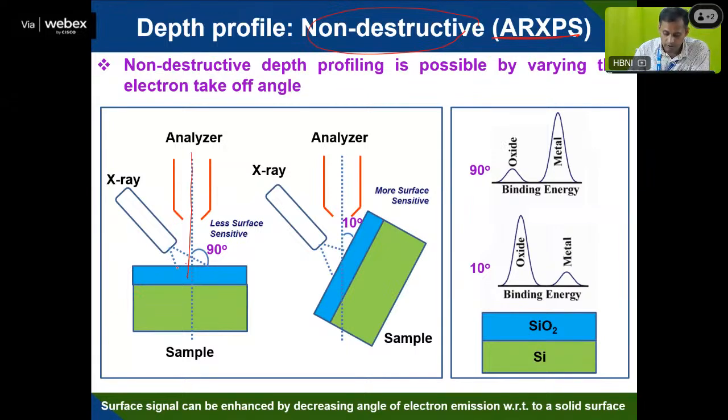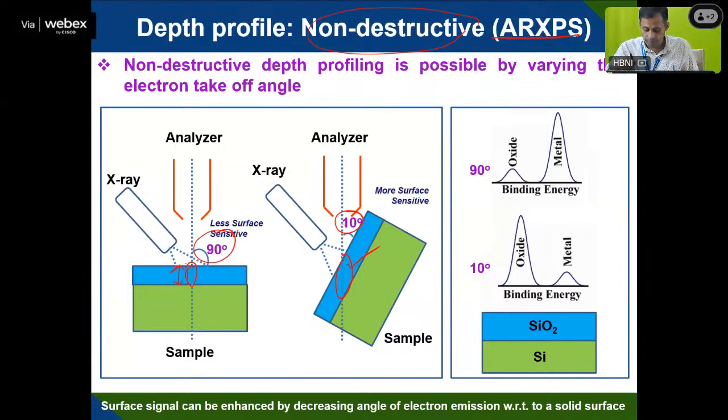But if you tilt the material with an angle resolved at 10 degrees, with the detector kept at 10 degrees, it is less surface sensitive than 90 degrees. You can see the detector is collecting data over a long path. So instead of a short range, here is a long range collection. That means non-destructive depth profiling is possible by varying the electron takeoff angle, how the electron is coming out. If you consider that, you can see the SiO2 on Si substrate.